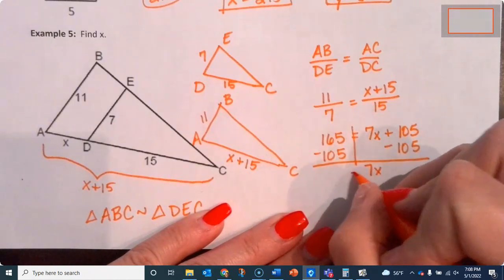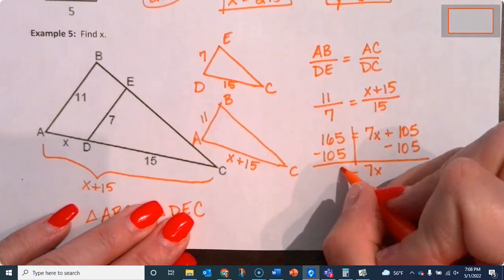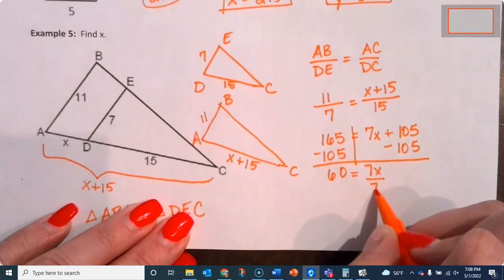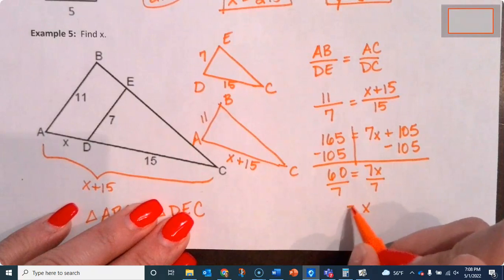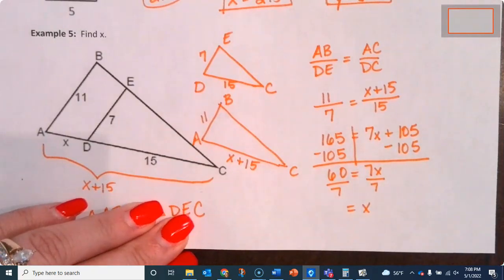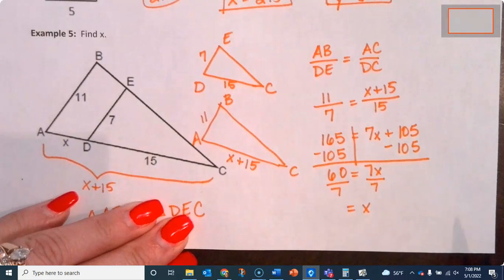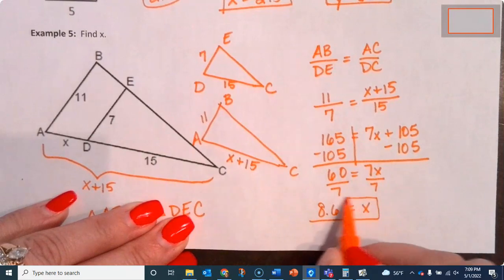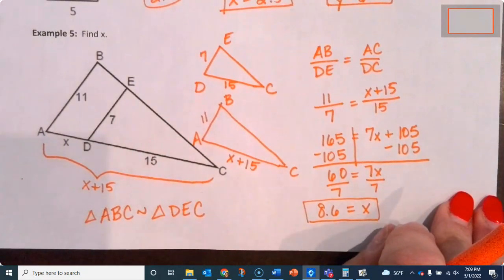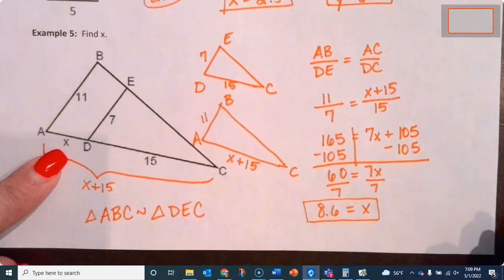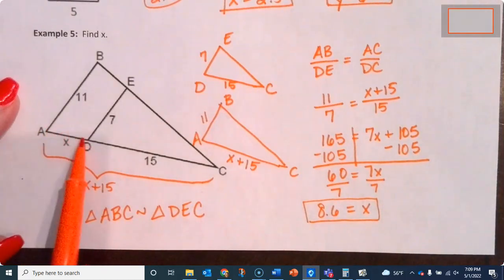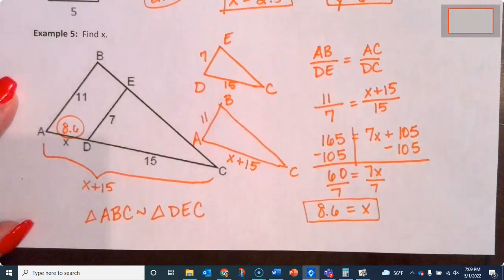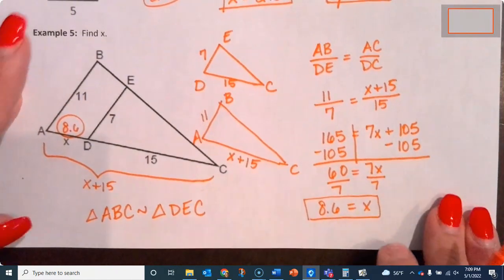So we're left with 7x is equal to 60. And then to get x by itself, divide by 7. You get 8.57, so I'm going to say 8.6. And there you go. So x is equal to 8.6. And again, remember, x is just this distance from here to here. That's what we figured out. All righty.